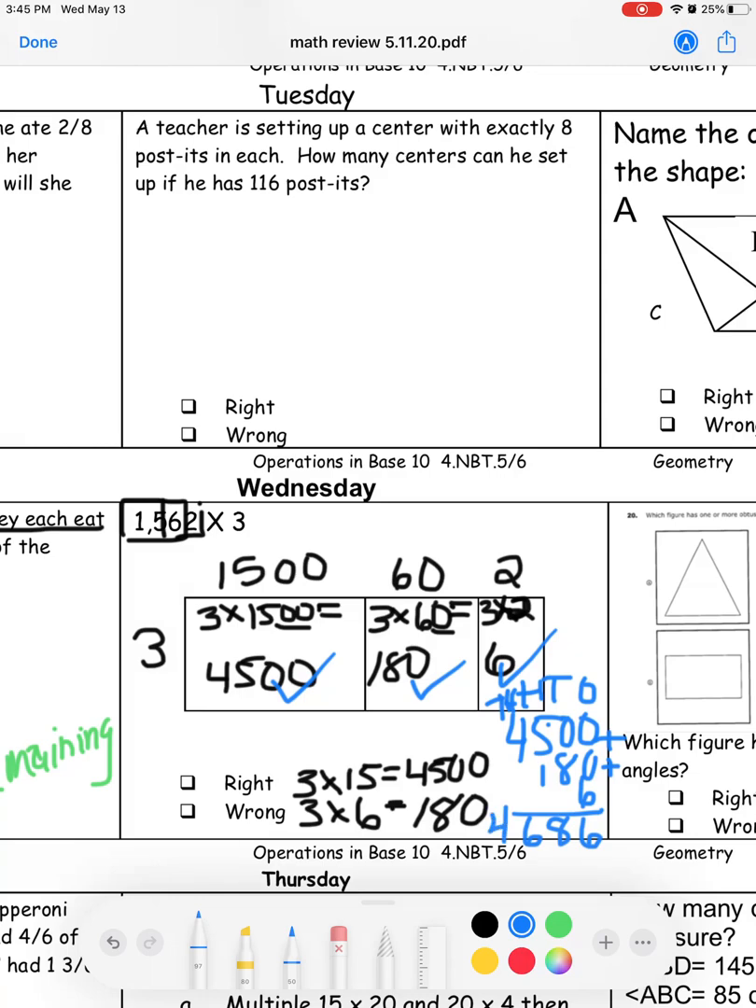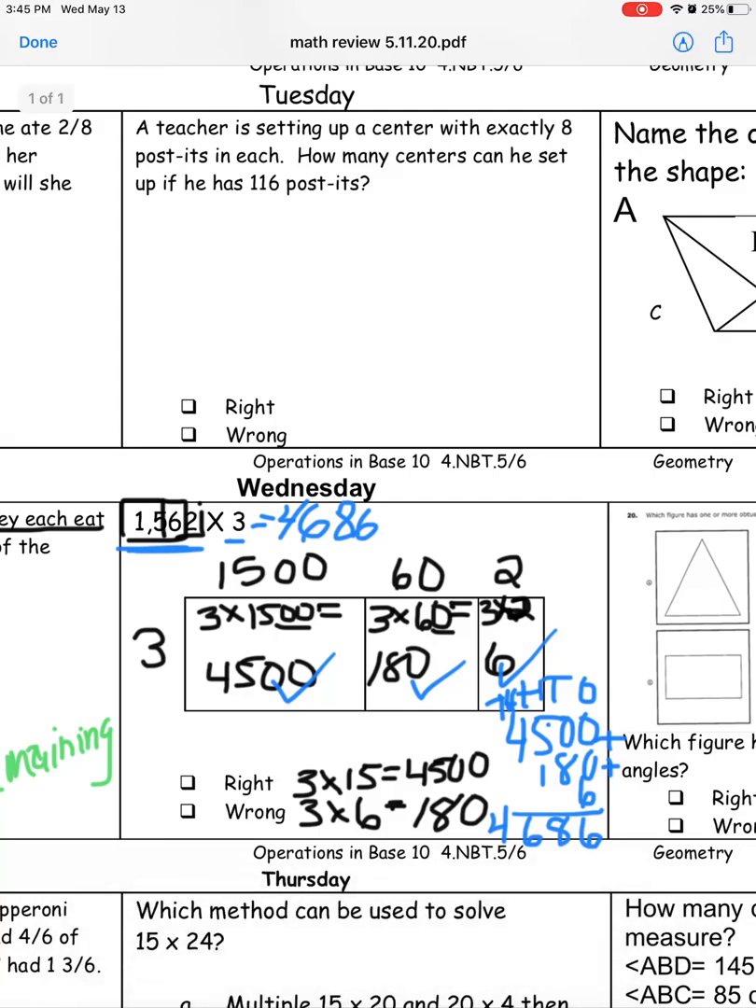So 1,562 times 3 equals 4,686. Okay? You always want to make sure you're double checking this with a second strategy that you're comfortable with. On to the last one.